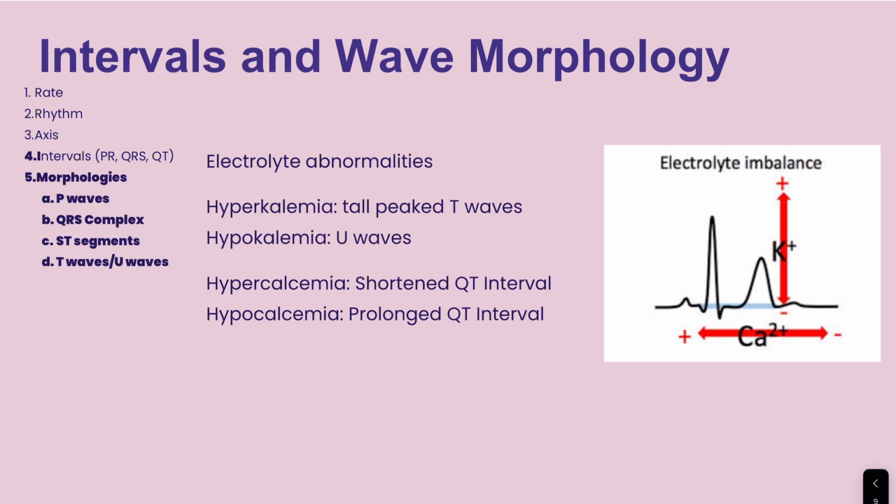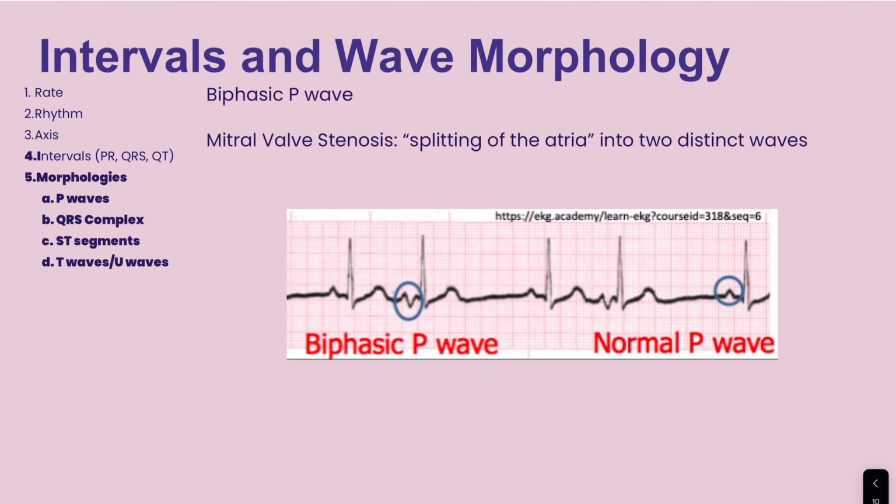All right, electrolyte abnormalities. For hyperkalemia, we can have these really tall peaked T waves. And then for hypokalemia, we can get these U waves. They're these little guys down here that typically come after the T wave. It's like an extra little bump. And then for hypocalcemia, we see our prolonged QT interval. And for hypercalcemia, we see a shortened QT interval from here to here.